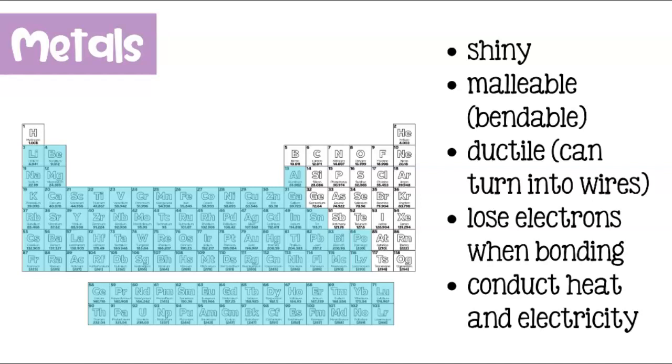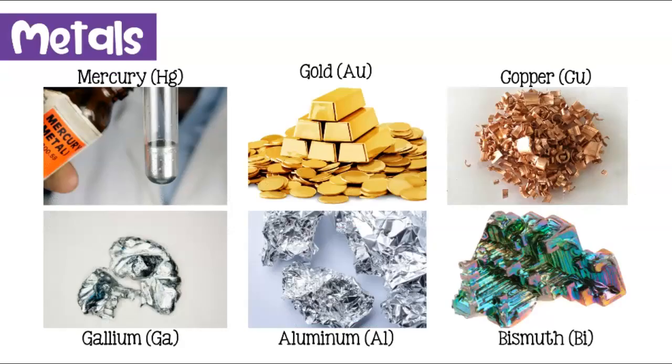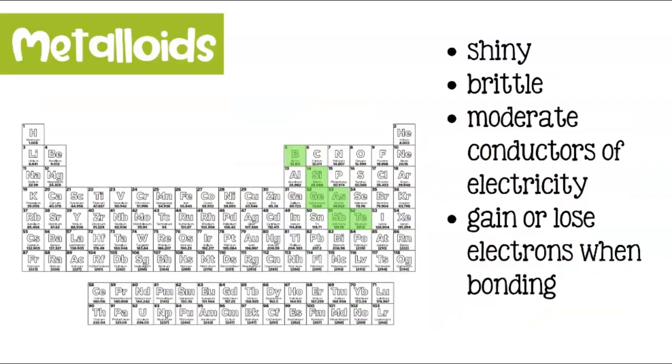They are all metals. They are shiny, malleable, meaning bendable, ductile, meaning you can stretch them and turn them into wires. They lose electrons when bonding, and they conduct both heat and electricity. The following are all examples of metals: mercury, Hg, gold, Au, copper, Cu, gallium, Ga, aluminum, Al, and bismuth, Bi.